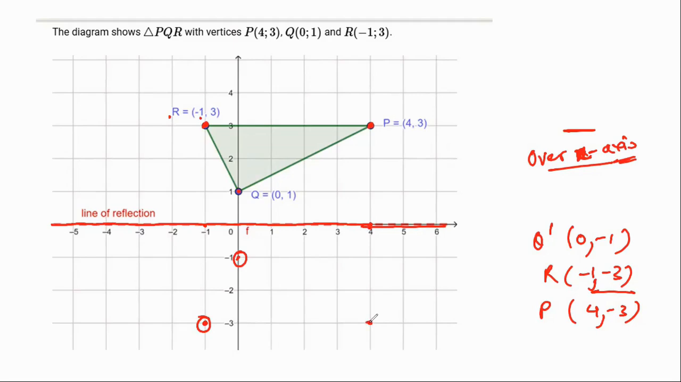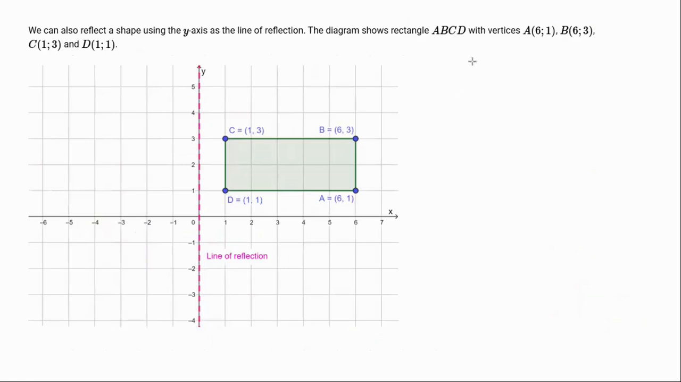So here. And what is my next step? Next step is just to join the points, and that's my new reflected shape. Okay, so that's the point. So let's take a question of the y-axis also. Okay, so that's very important. So that's my y-axis, if my line of reflection is this one.